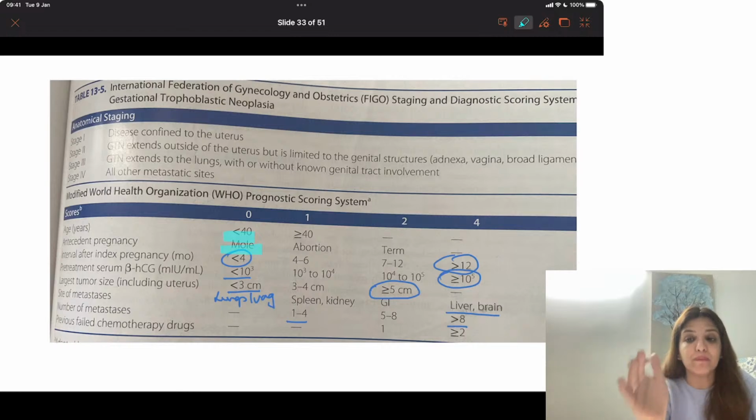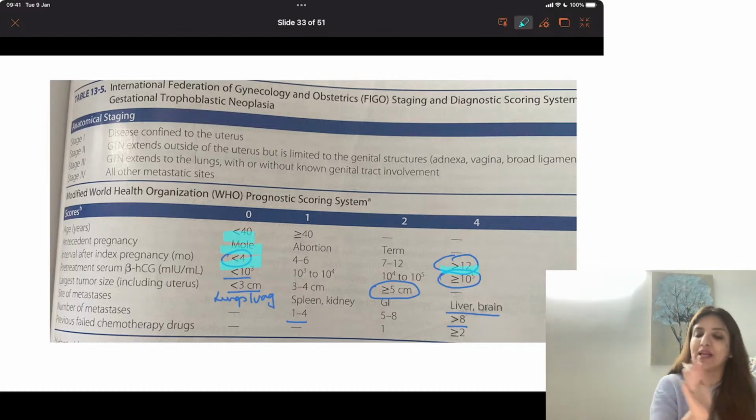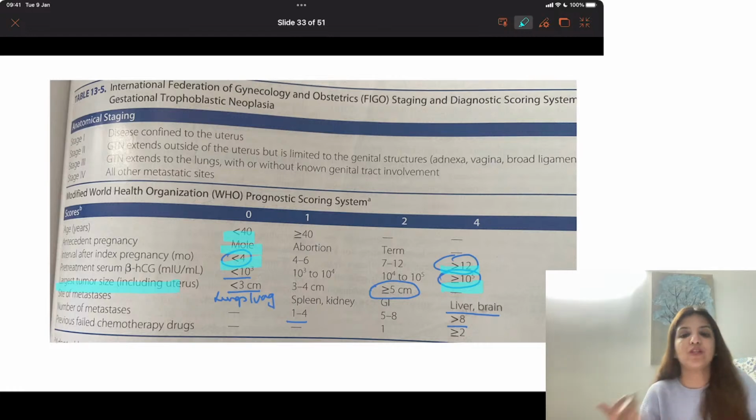If the interval between the previous pregnancy and molar pregnancy is less than 4 months, low risk. More than 12 months, high risk. If initial HCG values are less than 10 to the power of 3, low risk. More than or equal to 10 to the power of 5, high risk. Now I'm talking about the size of the tumor. If the size of the tumor is less than 3 centimeters, low risk. If it is more than or equal to 5 centimeters, high risk.